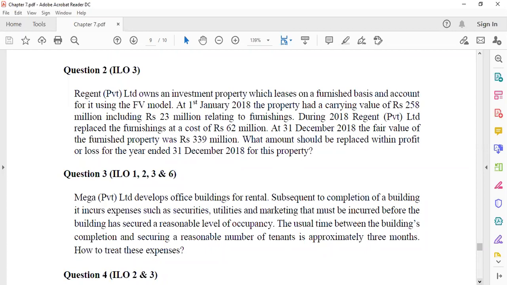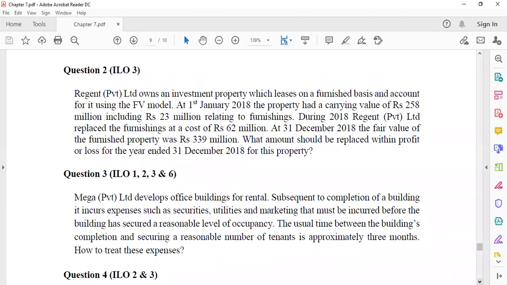So it is straightforward. It is exactly similar to the PPE. But if you go for the fair value model, you know there we do not find something called depreciation. Instead, what we do at each reporting date, we are establishing the fair value. At each reporting date, we get the fair value.